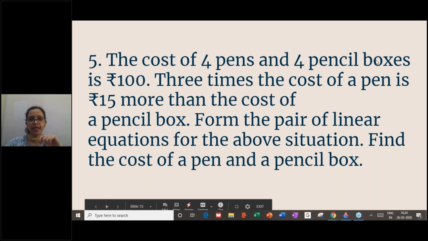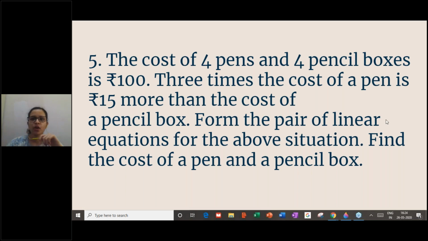The cost of 4 pens and 4 pencil boxes is rupees 100. 3 times the cost of a pen is rupees 15 more than the cost of a pencil box. Form the pair of linear equations for the above situation and find the cost of a pen and a pencil box. So first step will be you take x to be the cost of one pen and y to be the cost of one pencil box, right?